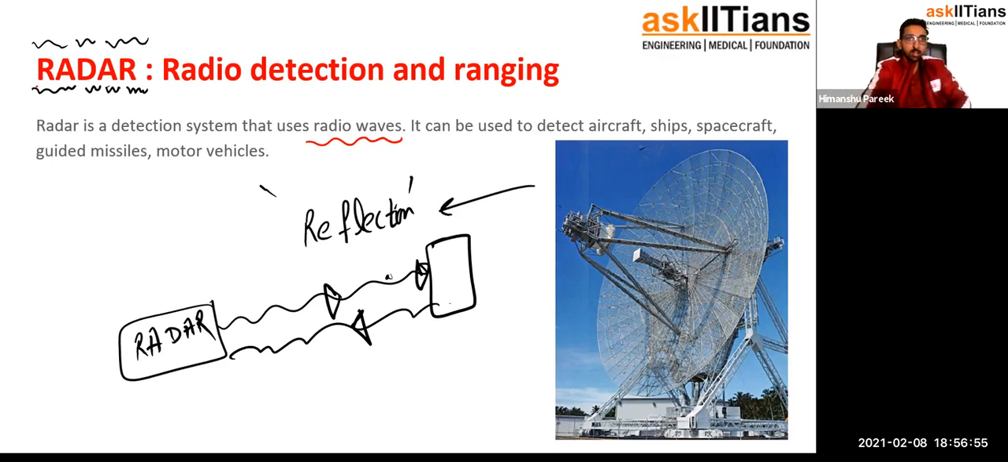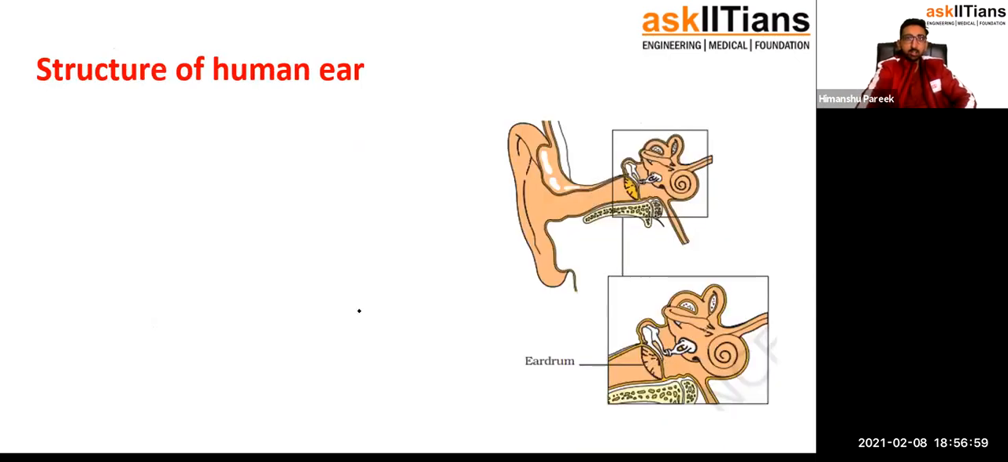What is sonar and what is radar? Sonar means sound navigation and ranging. Radar means radio detection and ranging. Now coming to the last topic of this chapter, which is called the structure of human ear. We will have this topic again in grade 9 also, but in grade 8 itself I will be giving you the basic idea about it. And of course you will be getting this topic in biology also. So now let us discuss the structure of human ear.